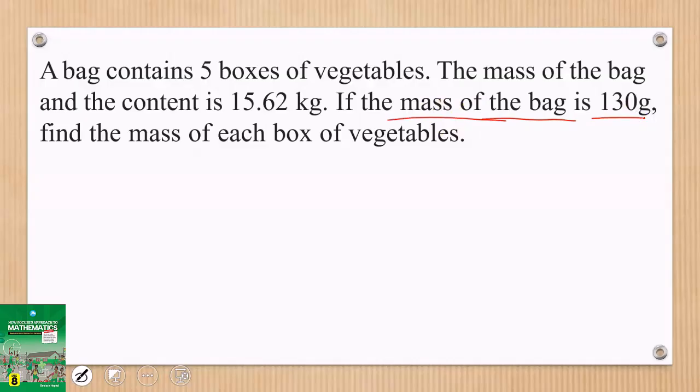of vegetables. Okay, so now what we have to do is subtract this 130 grams from the 15.62 kilograms so that we can know the mass of the 5 boxes of vegetables together. But we can't do this until we change this one to kg. So we can change 130 from grams to kg, and we know that every 1,000 grams is equivalent to 1 kilogram, right? We know that already. 1,000 grams is equivalent to 1 kilogram.